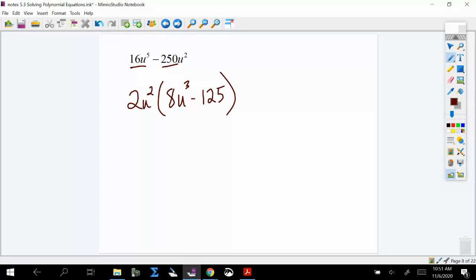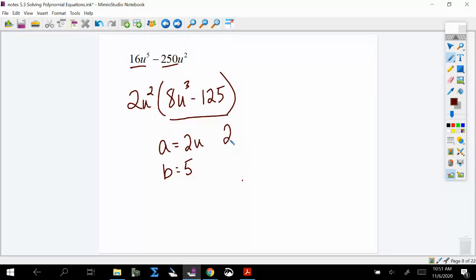So if you're faced with something that at first glance doesn't end up being a perfect square, doesn't end up being a perfect cube, see if you can take something out. Now, with this piece in parentheses, I can do my A and my B. A is 2u, because that's what was cubed to get 8u cubed, and B is 5.